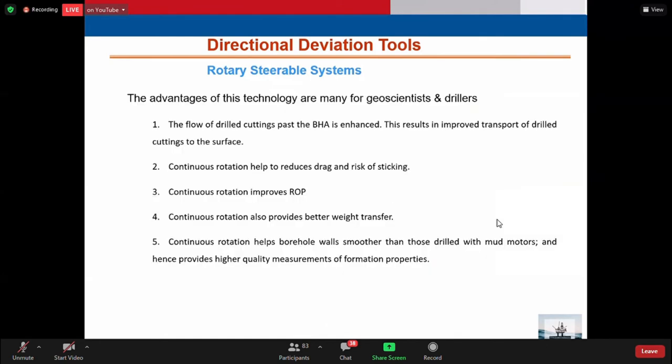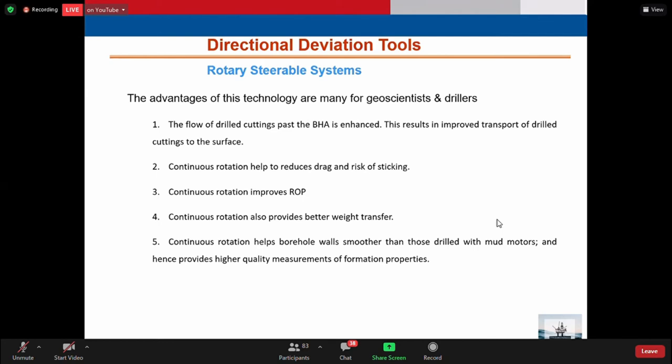The advantages of the rotary steerable system are many for geoscientists and drillers. The rotary steerable system improves the flow of drilling cuttings past the BHA and enhances the transportation of the cuttings, as the whole drill string is rotated. This is not the case with ordinary, conventional tools like downhole motors, which allow only the rotation of the bit.